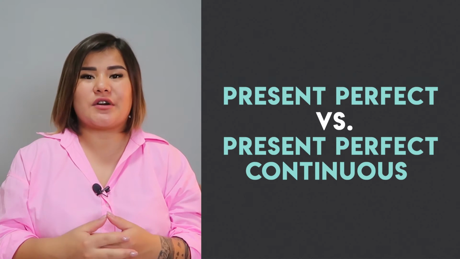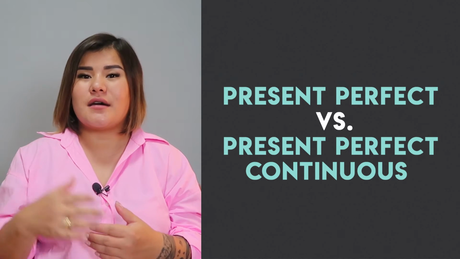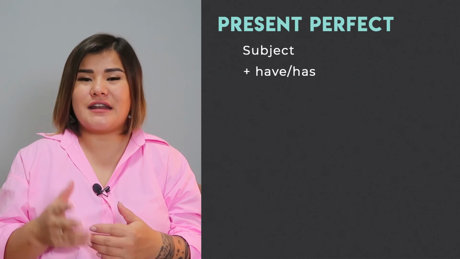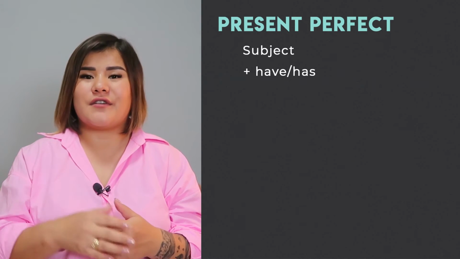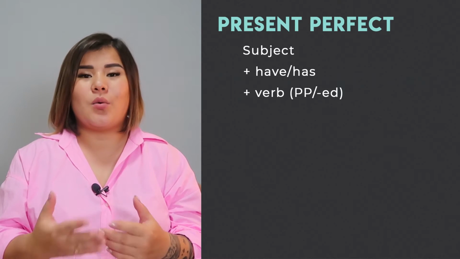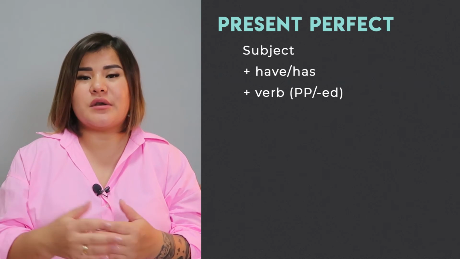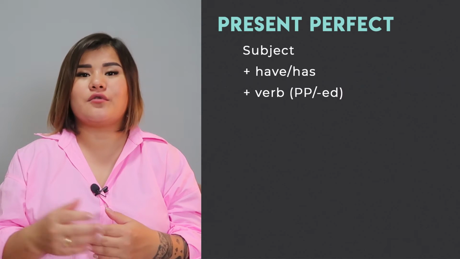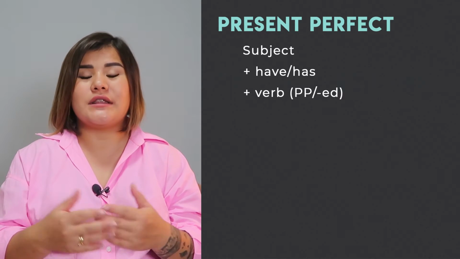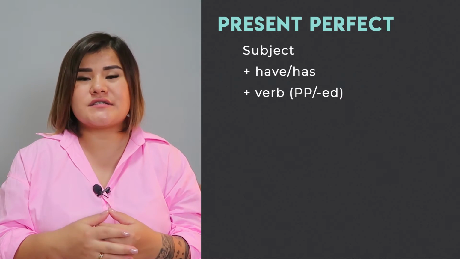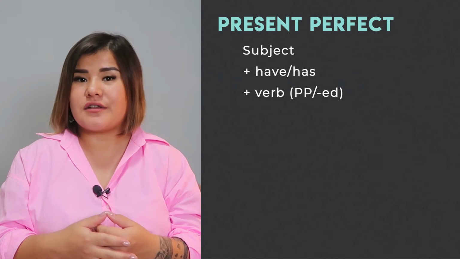So in the present perfect, we use the auxiliary verbs have and has and the verb in its third form, or the past participle. For the regular verbs, we simply add the ed ending, but for the irregular verbs, you will need to use the past participle from the table of irregular verbs.